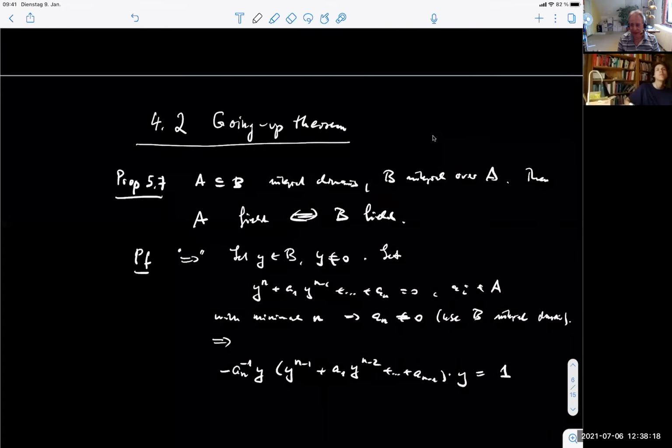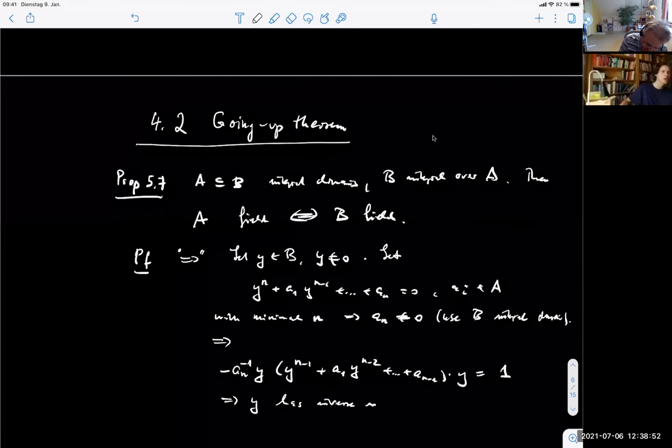So I move a_n to the other side of the equation. And then on the left-hand side, I get y times something. So the y times something is minus a_n. Then I multiply with minus the inverse of a_n, and I get this. So this is an inverse. Therefore y has an inverse.